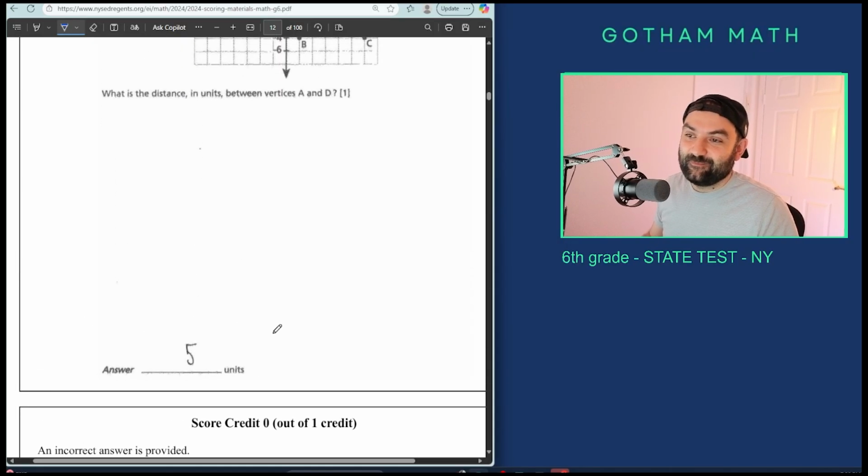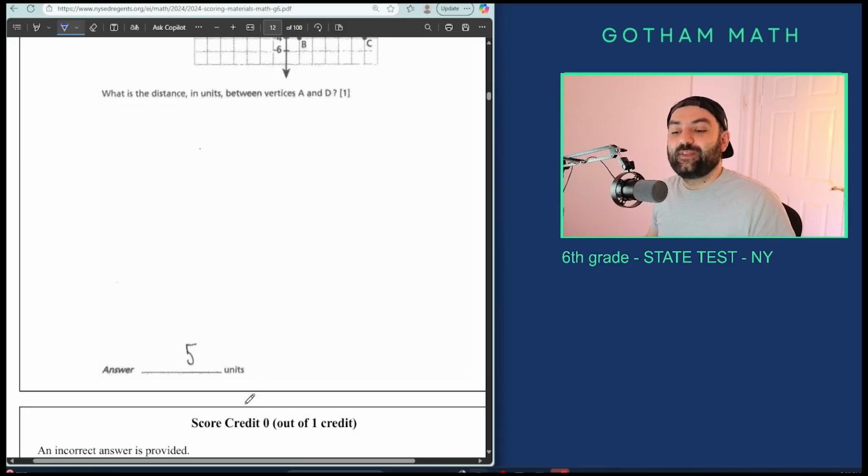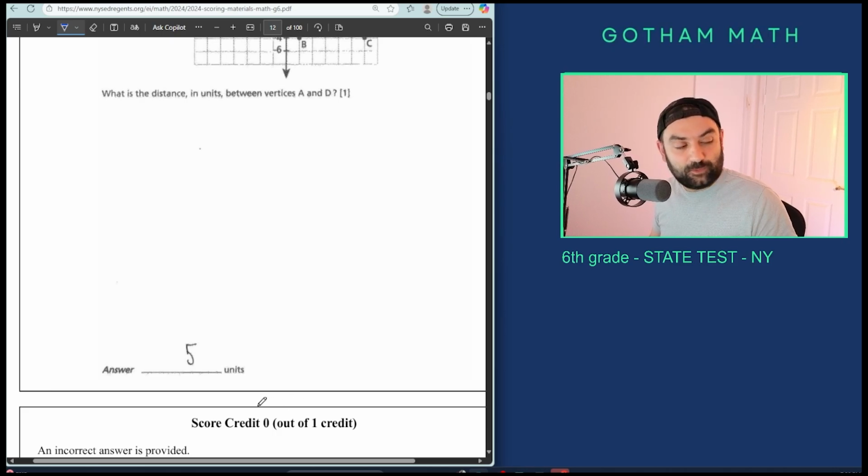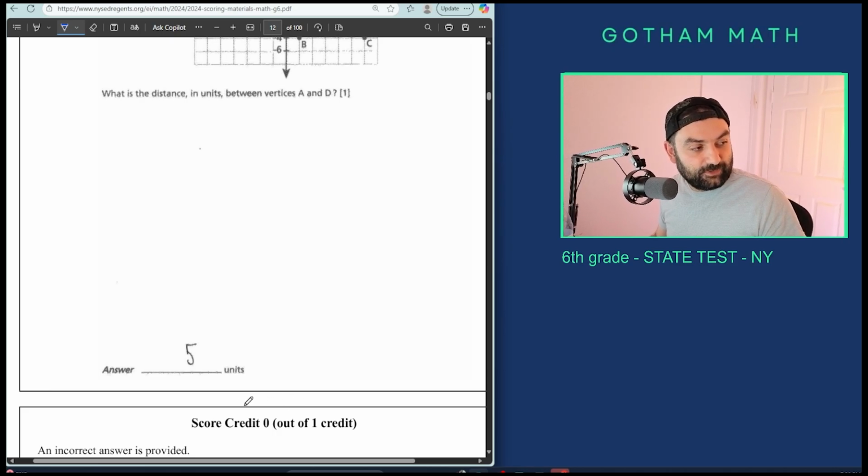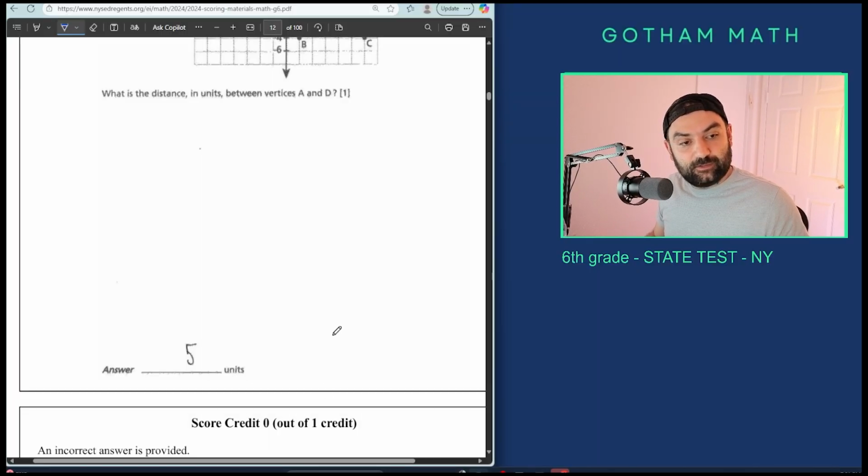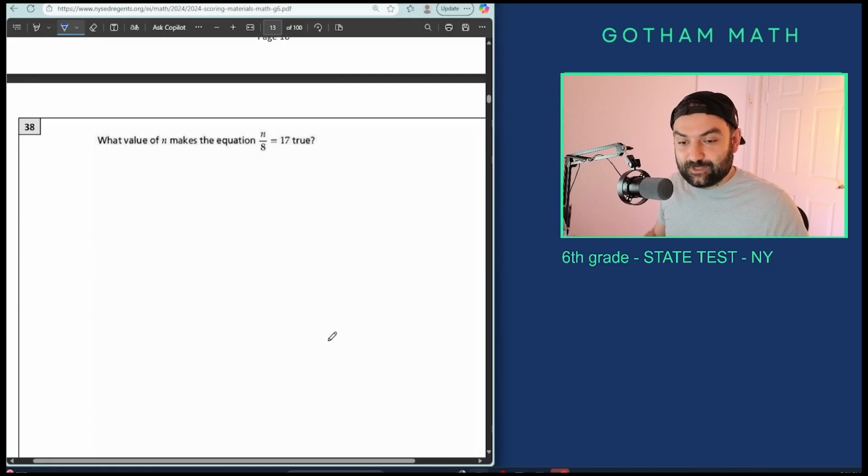Why do they even have to show work? That's such a simple question. The thing is that if this was a 2-point question, this person probably would have gotten 1 out of 2. But since it's a 1-point question, you either get it fully right or you don't get any credit at all. That's understandable. Okay, let's move on to the next question, because the next question is probably going to be another 1-point question.